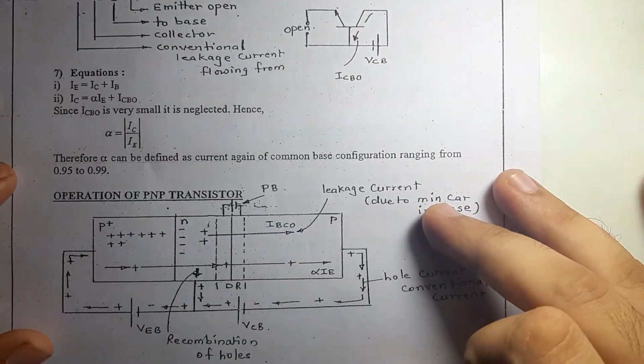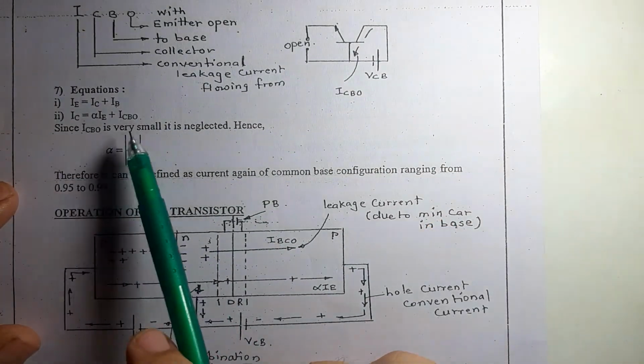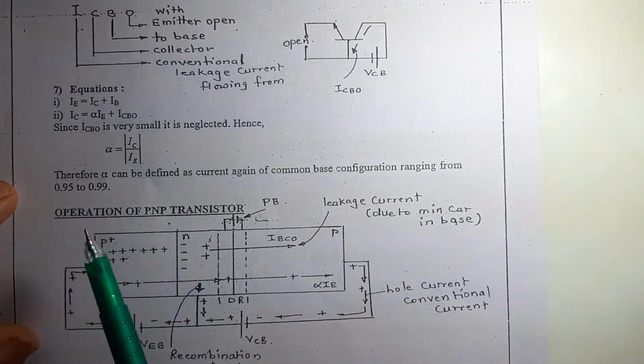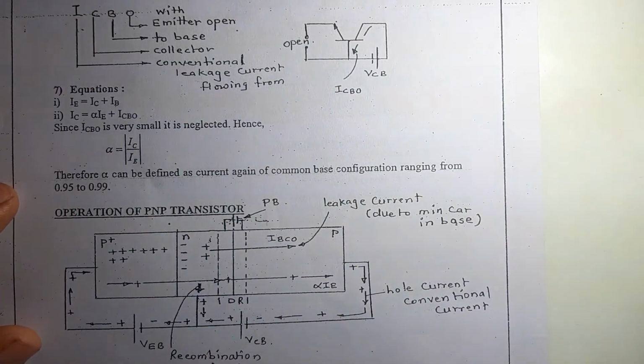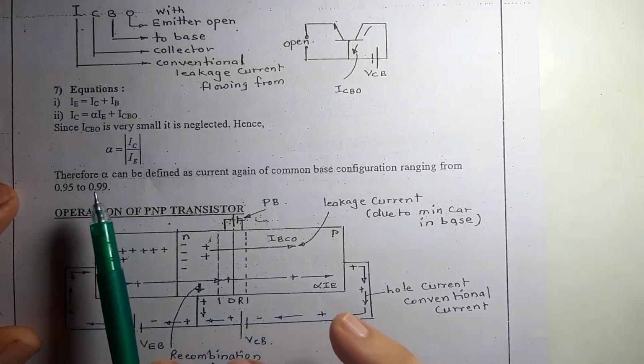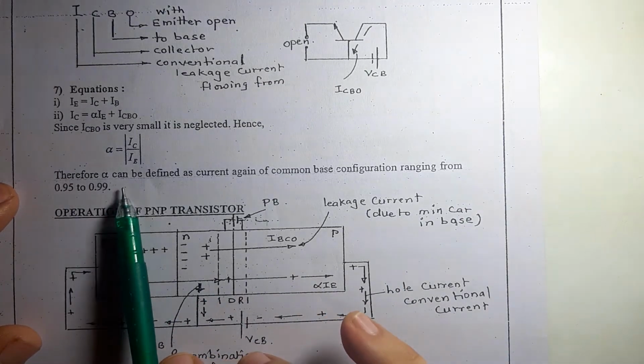So alpha is known as the current gain of common base configuration, since the base terminal was common to both of them, hence common base configuration. The range of alpha is from 0.95 to 0.99.